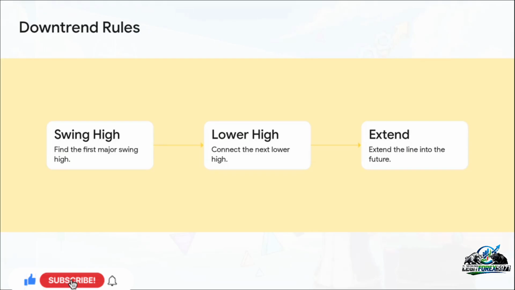Your execution guide here is just as strict, but super simple. Step 1, find that first major swing high. Step 2, connect it to the very next clearly defined lower high. Step 3, extend the line out into the future. By locking into this disciplined, 3-step routine, you're establishing a hard boundary on your chart.